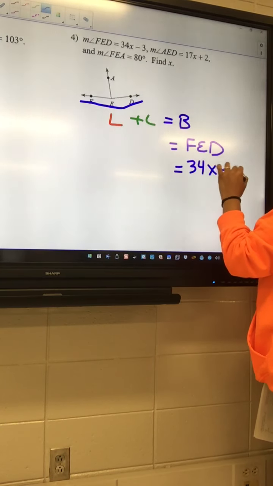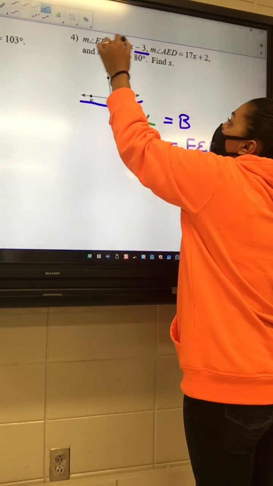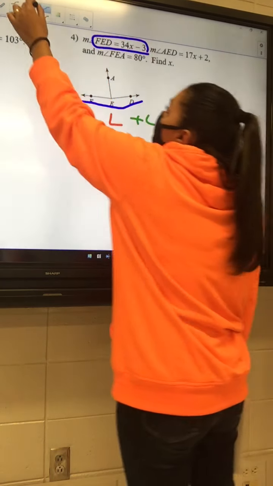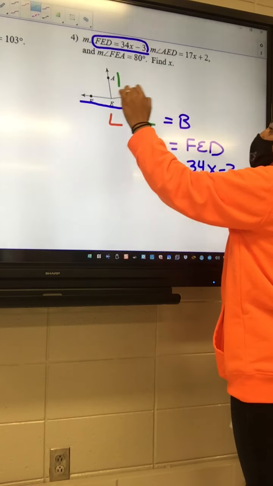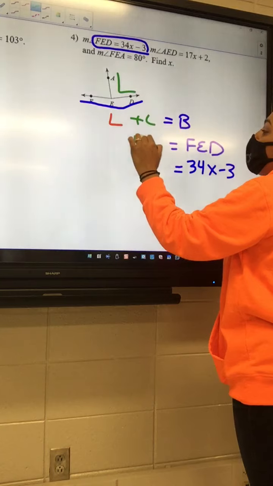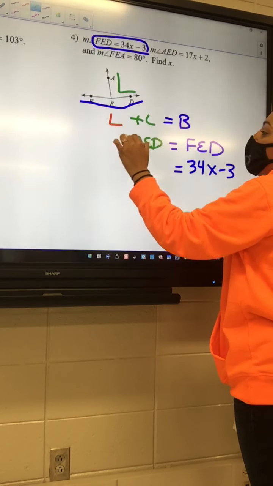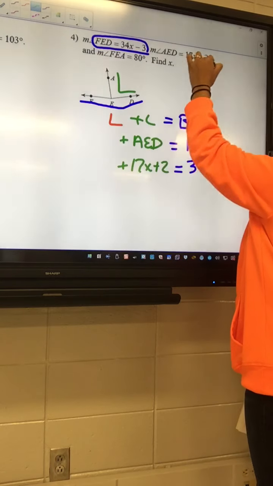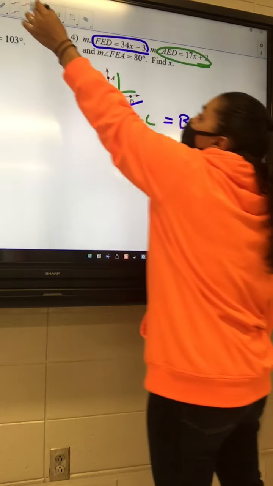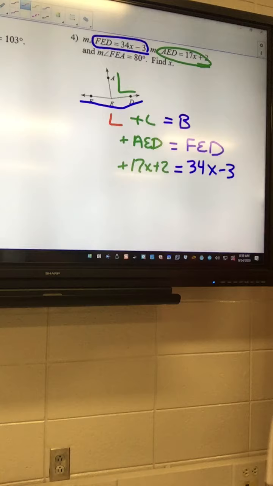34x minus 3. Okay, AED, is that a little one or a big one? Little. It's a little one, so AED is 17x plus 2. And the letters go on the left and the numbers go on the right, because when you're doing math, try not to put up a fight.